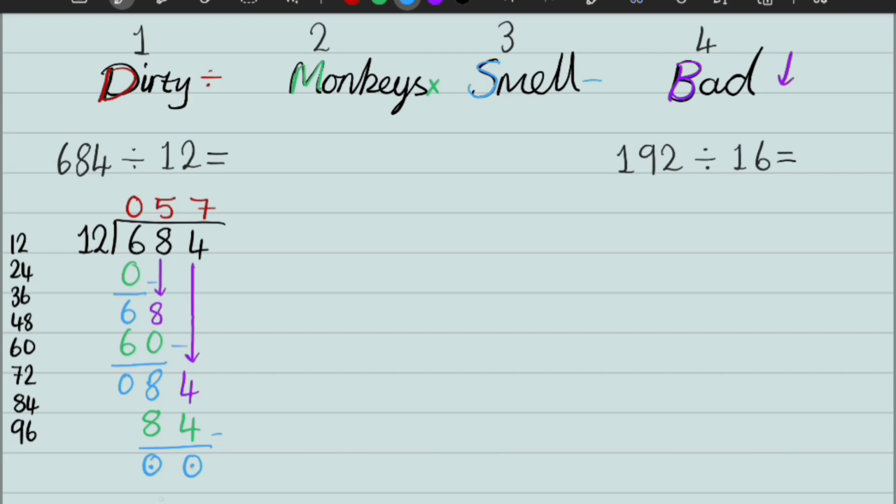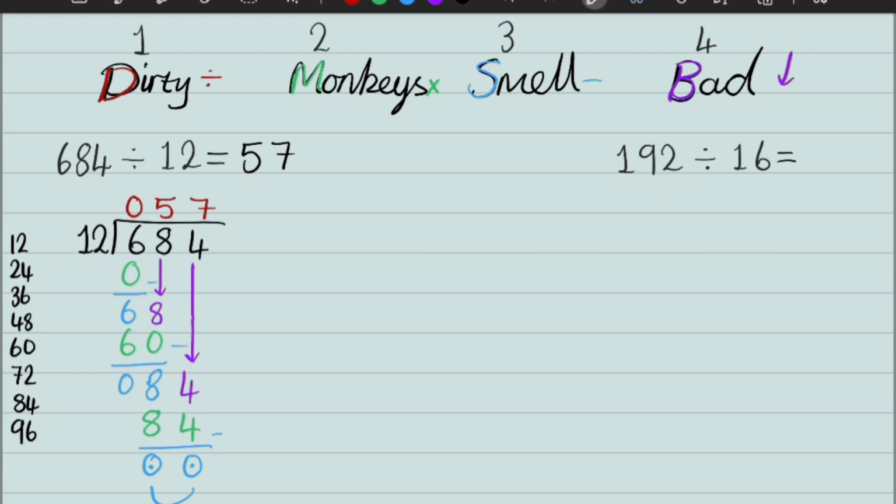Once I've got 0 at the bottom, it's happy days. We're at the end. There's no more dividing or multiplying that I need to do here. So my answer is 57. 684 divided by 12 gives me 57.